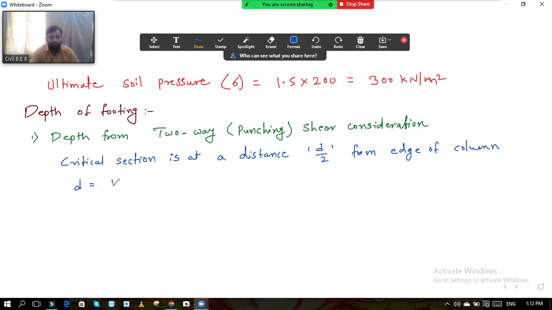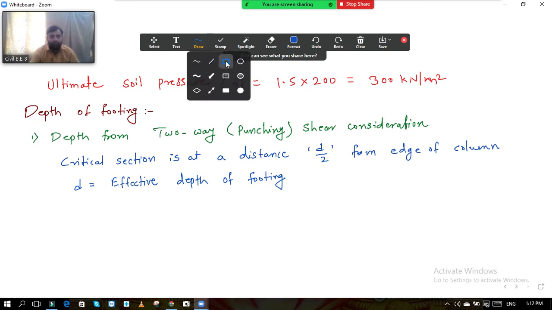And here d is equal to what? d is equal to effective depth of footing. Okay, so d is the effective depth of the footing. So now we will calculate the shear force first. But before calculating the shear force, we will first calculate the permissible shear stress tau c.